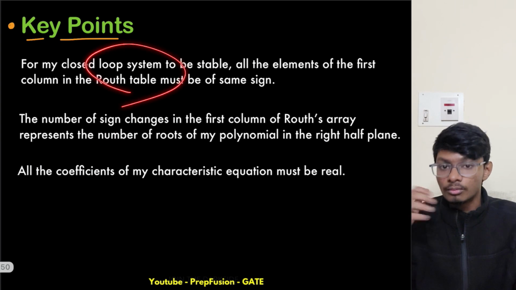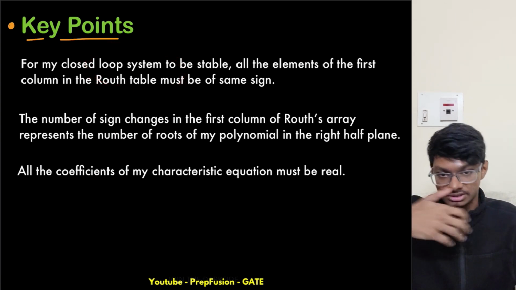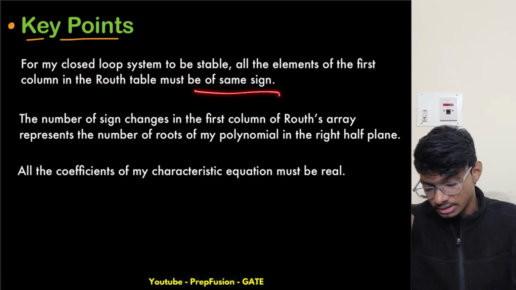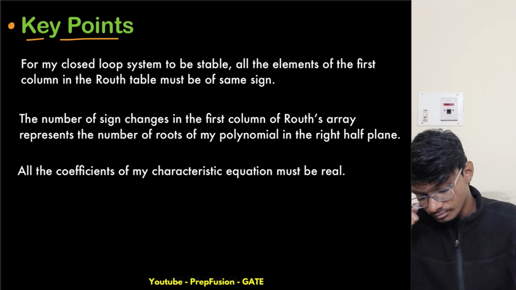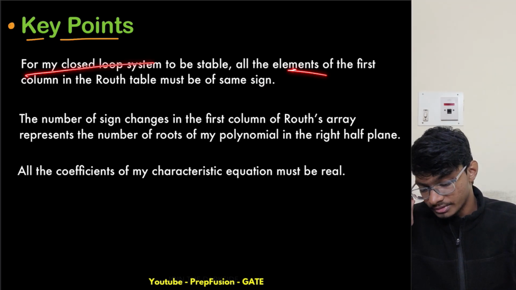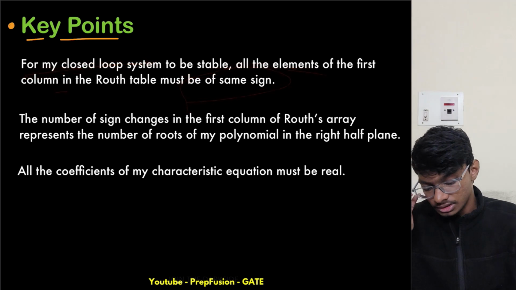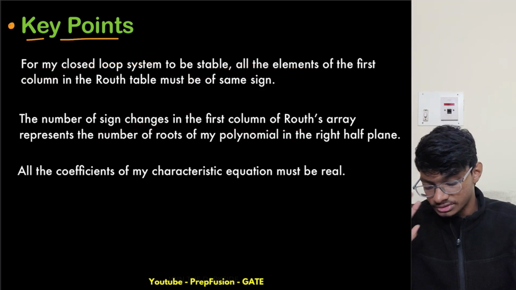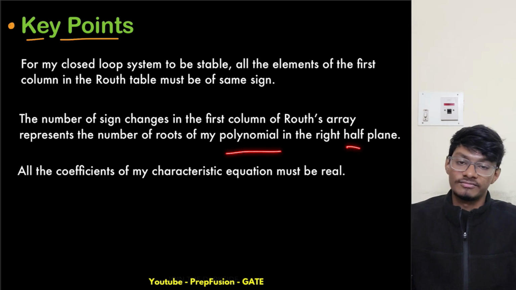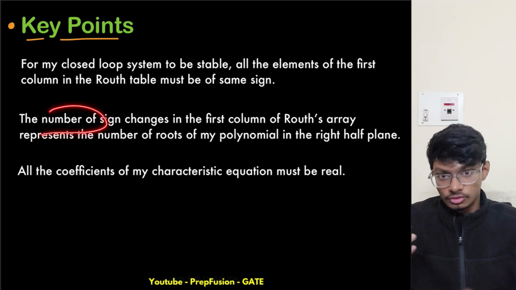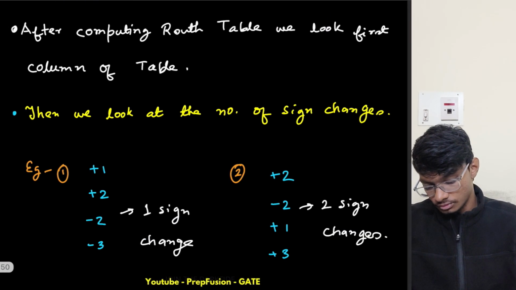But the important part for us, as I told earlier also, is that they must be of the same sign and they must be non-zero, right? For my closed loop system, all the elements of the first column of the Routh array must be of the same sign. The number of sign changes in the first column of the Routh array represents the number of roots of my polynomial in the right half plane. So this is also another point. The number of sign changes, right?